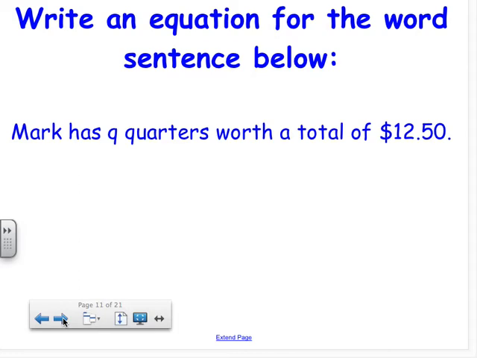Mark has Q quarters worth a total of $12.50. Pause the video, try this one. This one's even harder than the last one.